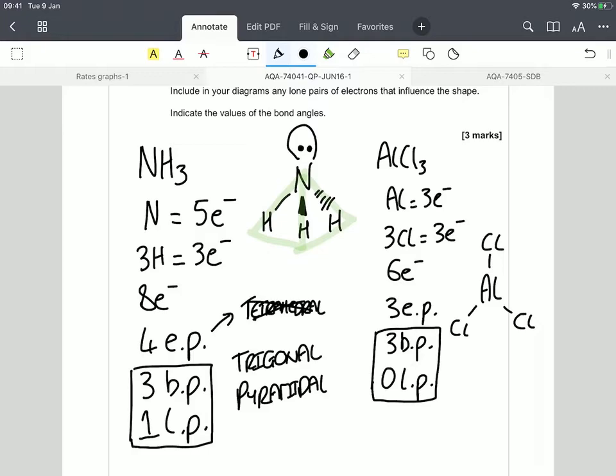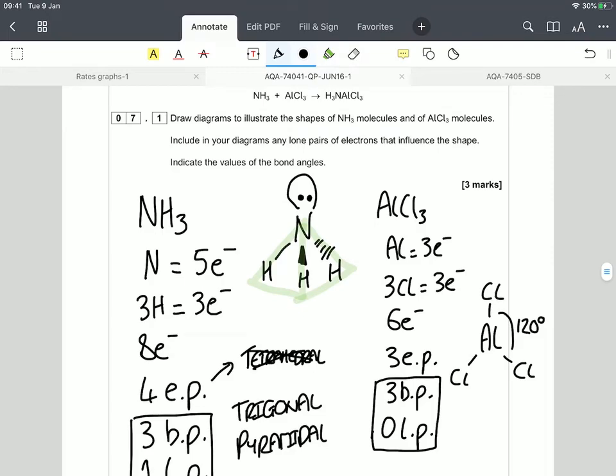Okay, and it just looks like that. We don't need any 3-dimensional wedged or dashed bonds. Let's also point out that we need to mark on bond angles. 120 degrees for that, 107 degrees for ammonia. Okay?